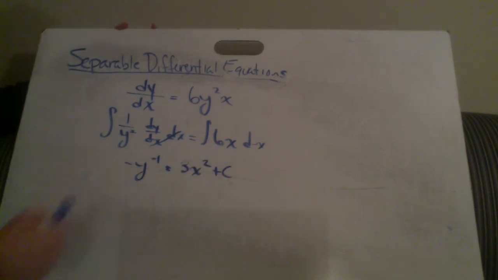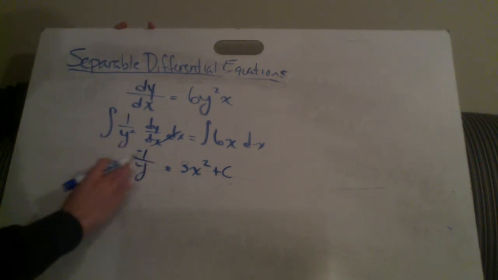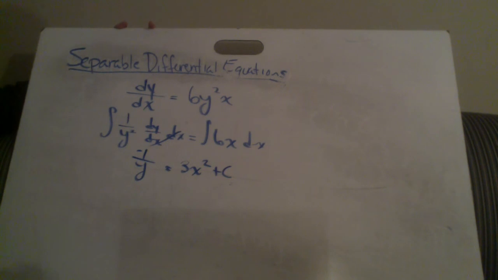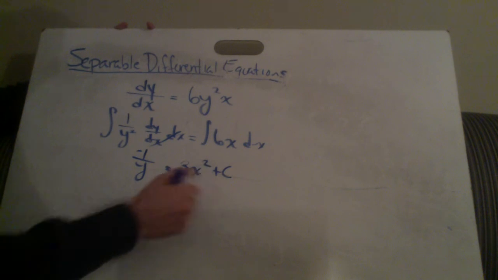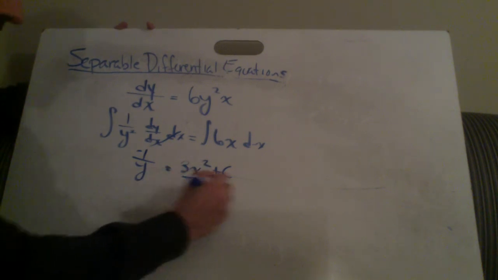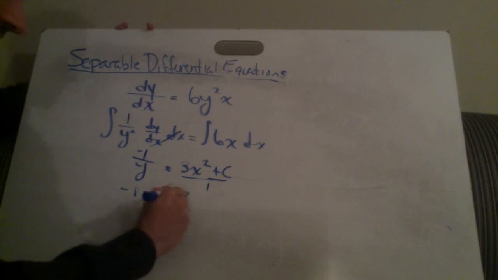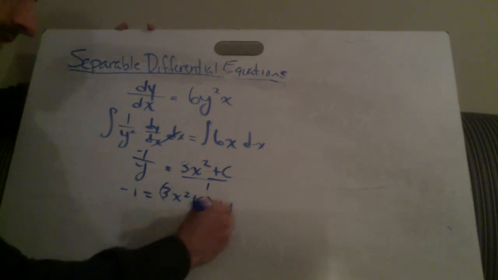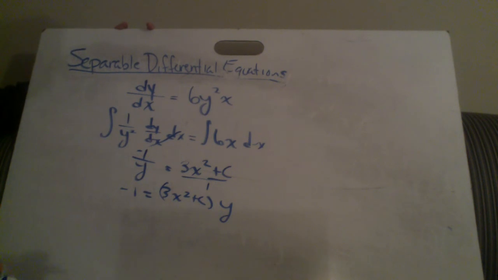And, well, this is weird, right? Because I want to solve this for y. Y to the negative first, that's the same as negative 1 over y here. To solve this for y, I'll cross multiply. Right? This is over 1. Multiply by y. Negative 1 is equal to 3x squared plus c times y. And then I'll just divide by this term here to solve for y.